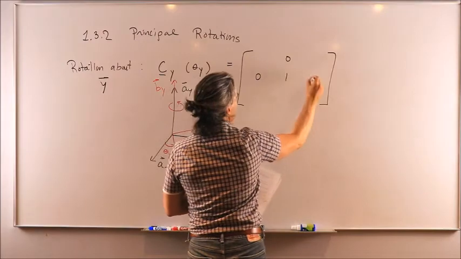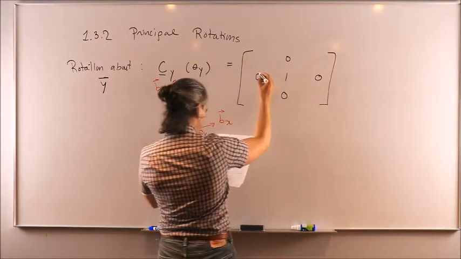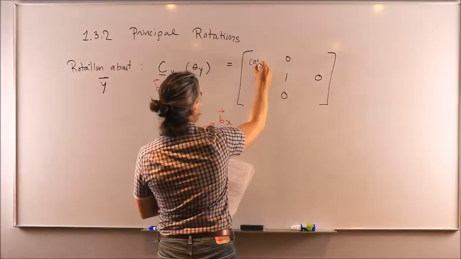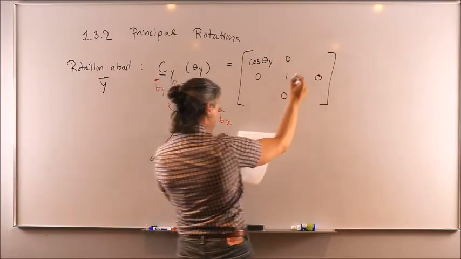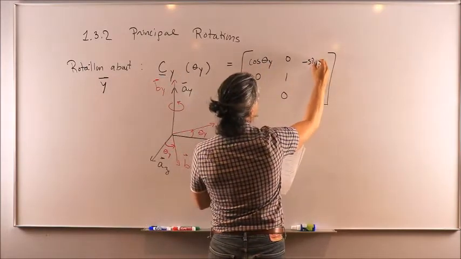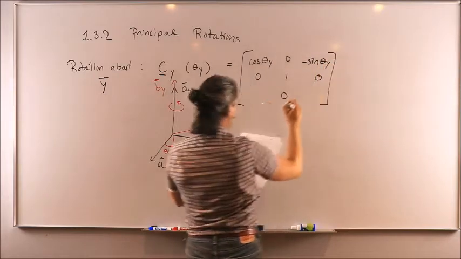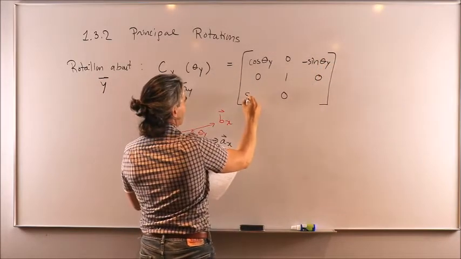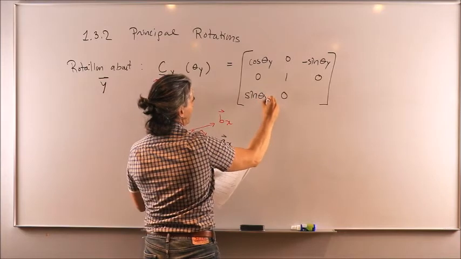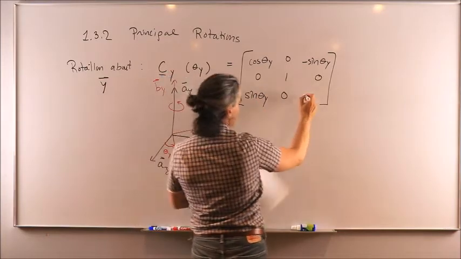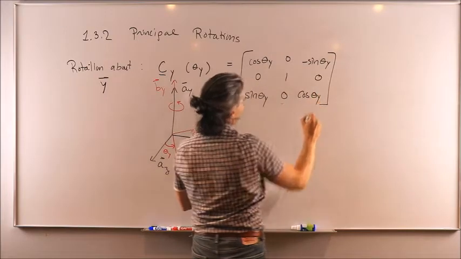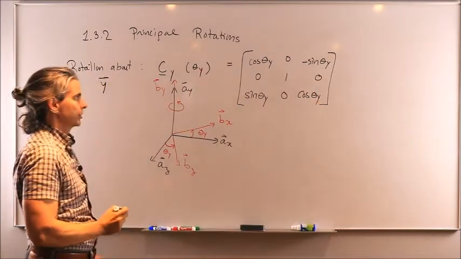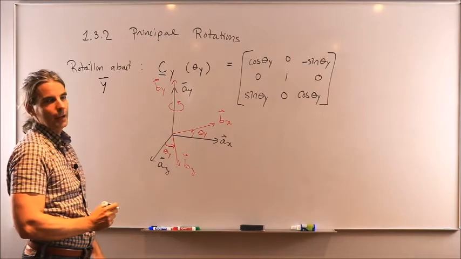That looks like this, where here you have cos of the angle of rotation about the y-axis, minus sine theta y, sine theta y in this position, and finally you have cos theta y in that position. Okay?